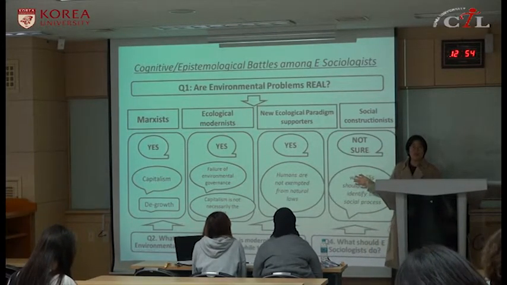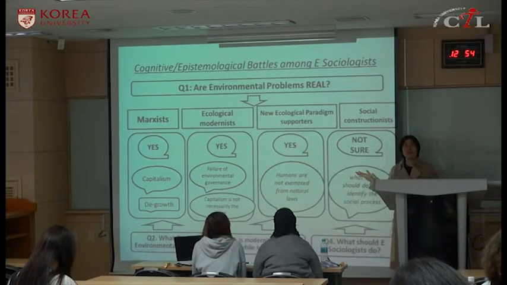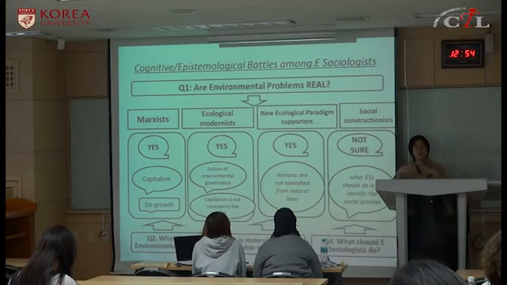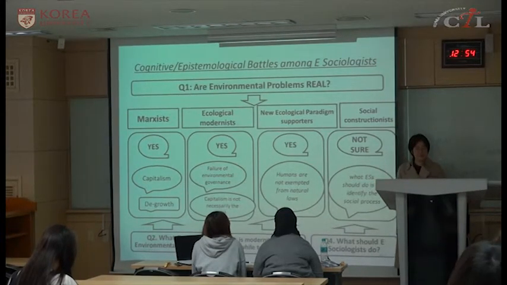So in environmental sociology, there are four major schools of thinkers, and they somehow agree with each other, and they somehow break apart from each other. And these are quite important. Okay?